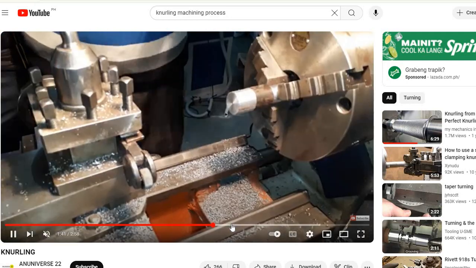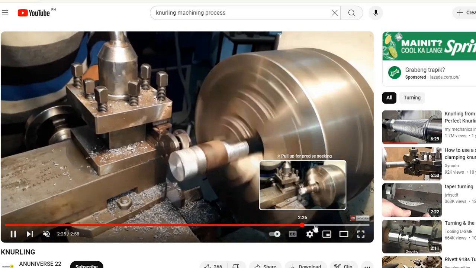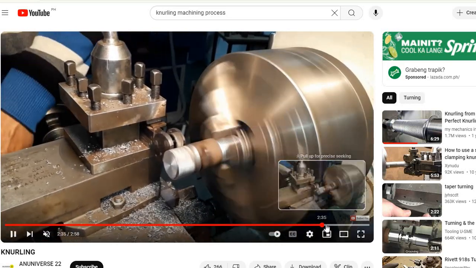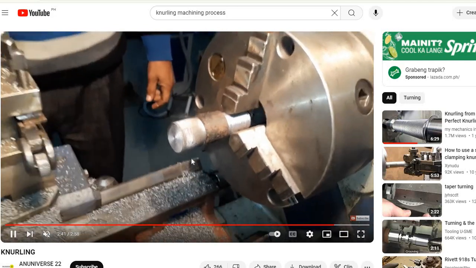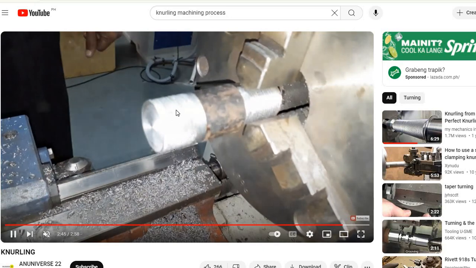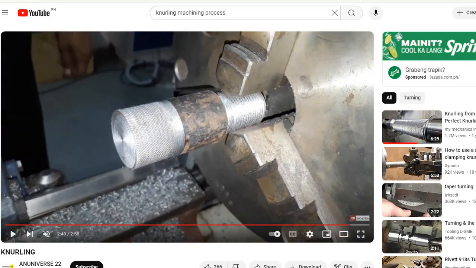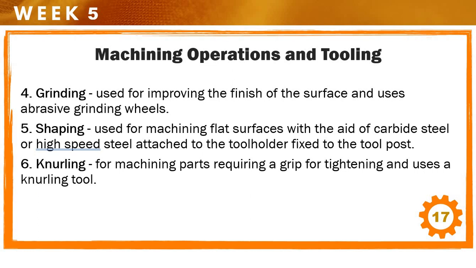So let's move it forward. You can see that the tool is now having a grip. It has some texture, more of a rough texture. So that is knurling.